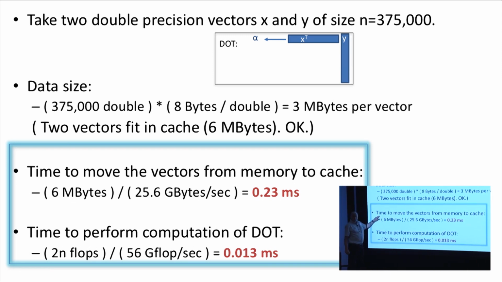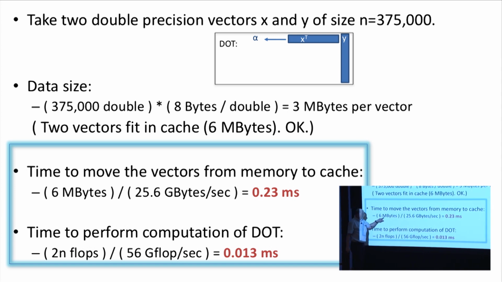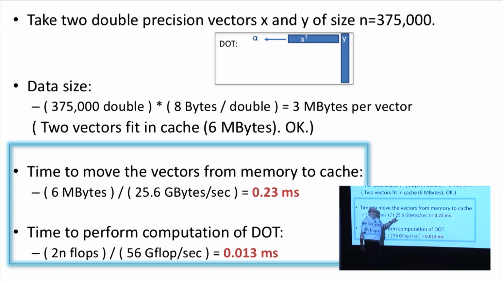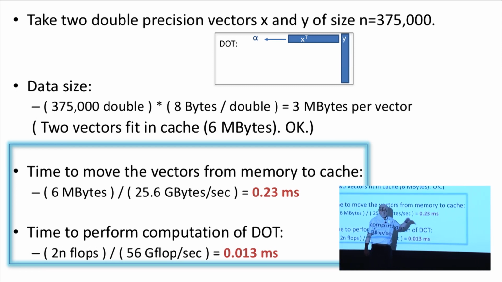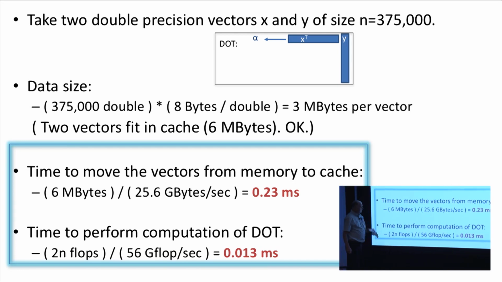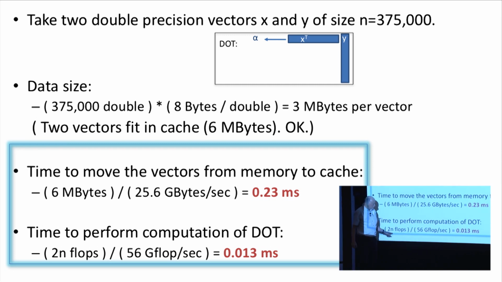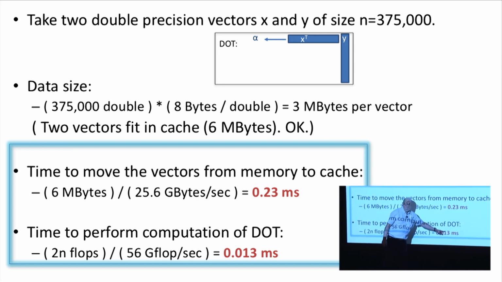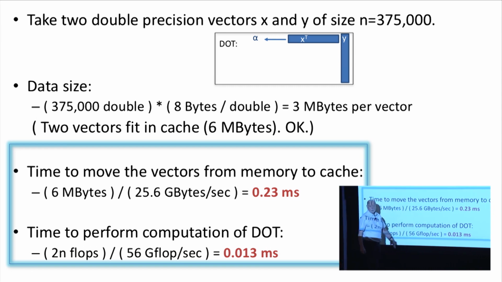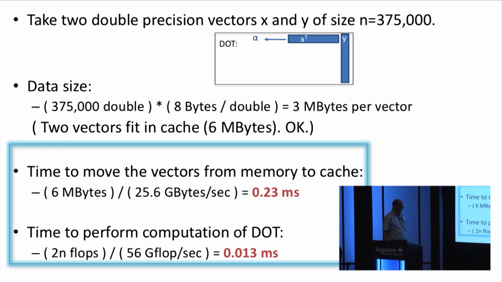So I have to move those two vectors and then do some operations. The time to move it is 6 megabytes divided by the rate. So this is the peak rate, 25.6. So it takes 0.23 milliseconds to move the data. That's just moving data. For the time to perform the dot product, I have 2n floating point operations. 56 gigaflops is the peak that I can see. So the time is 0.013 milliseconds. So this is nothing. The time to do the floating point is nothing. I'm paying for moving the data. That's where all the cost is going.